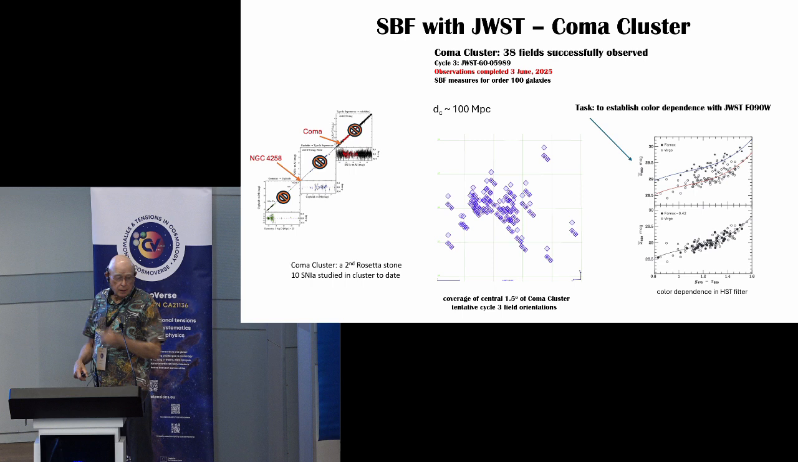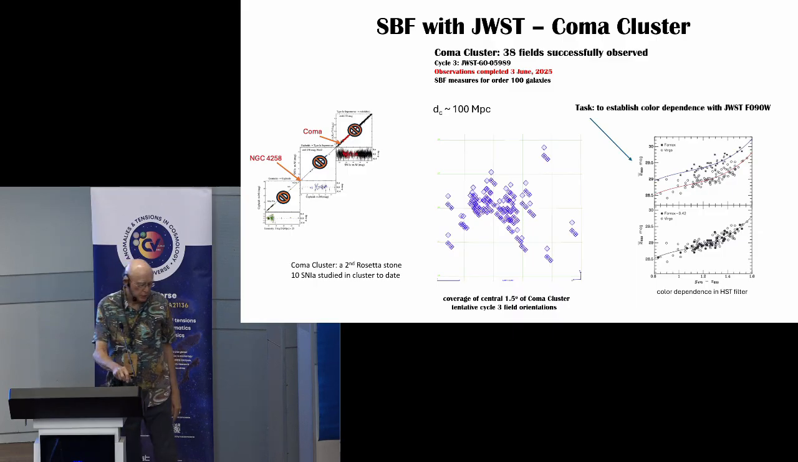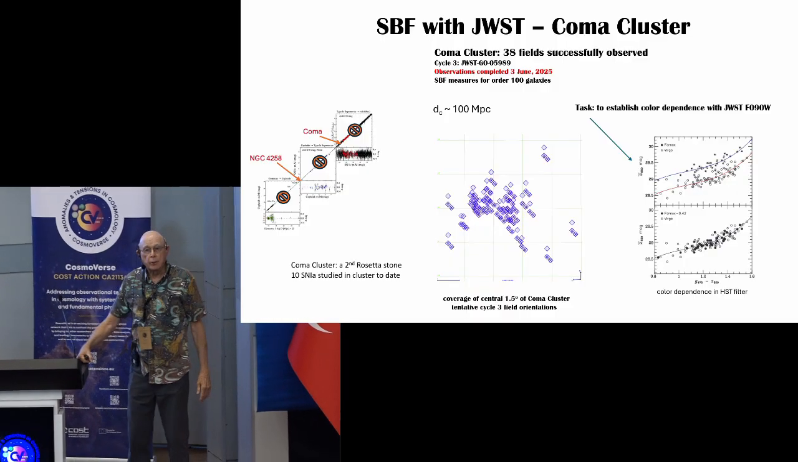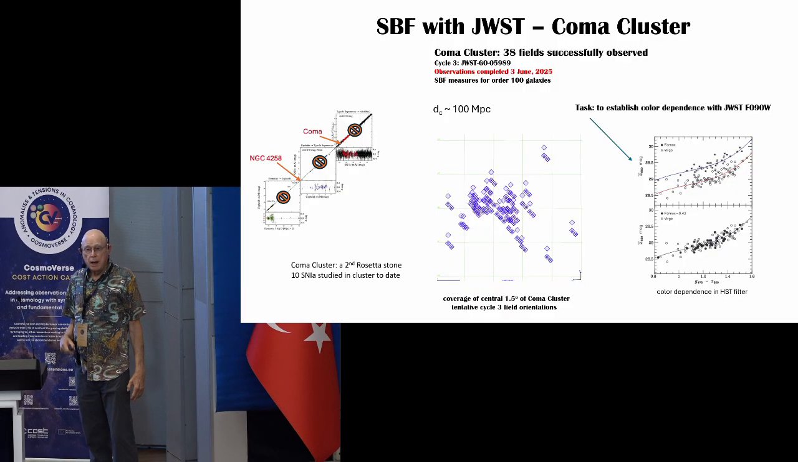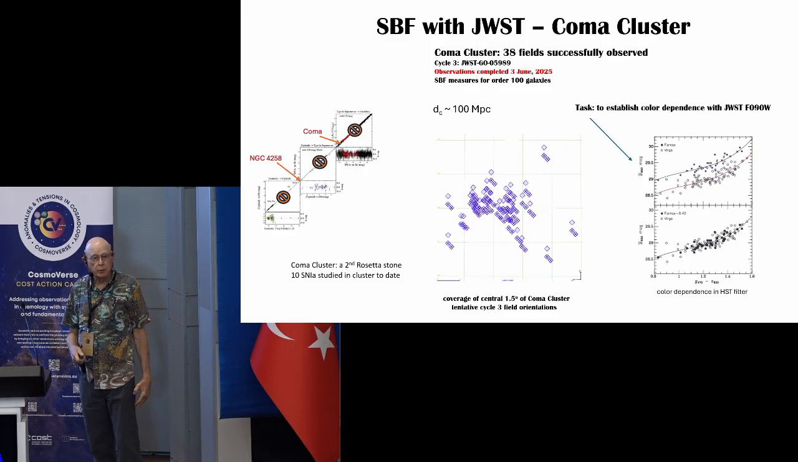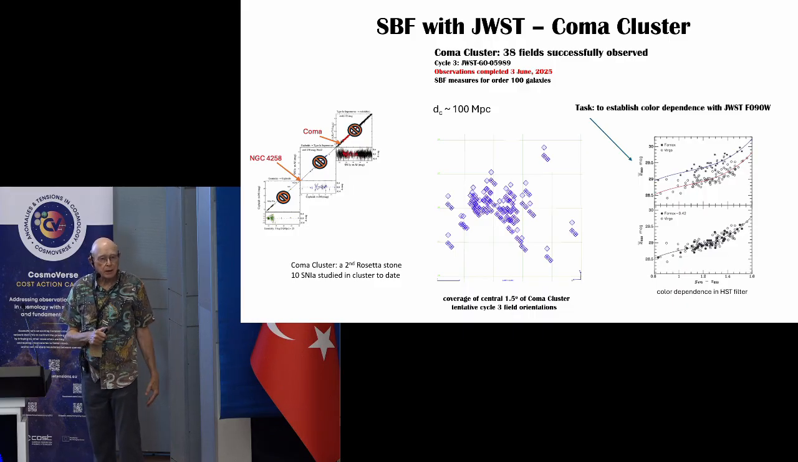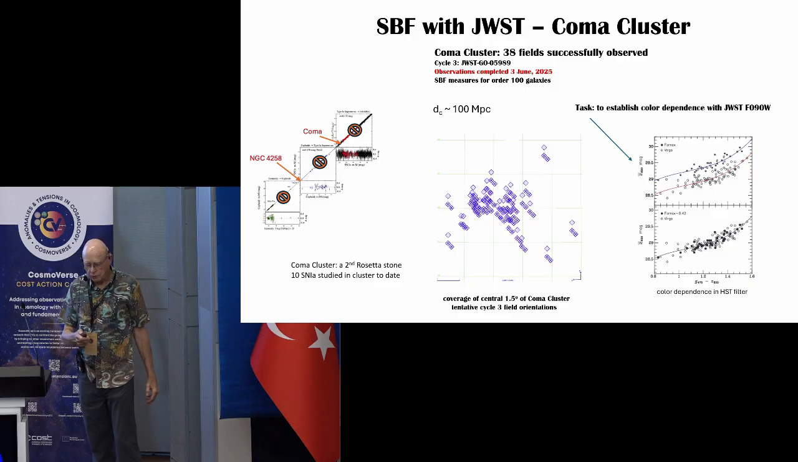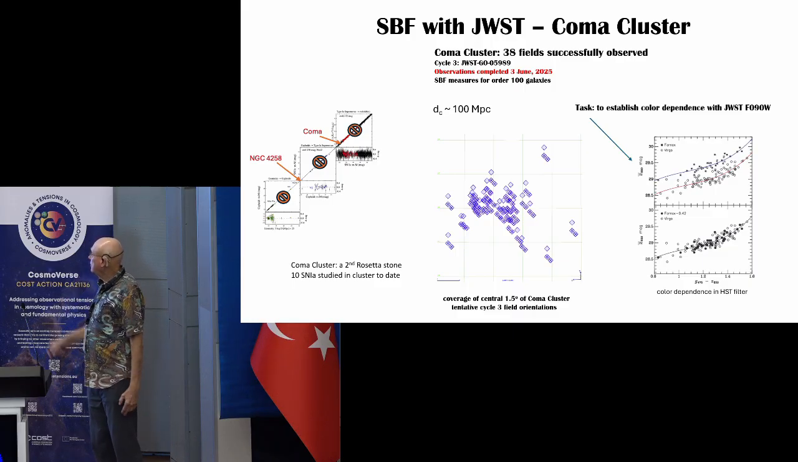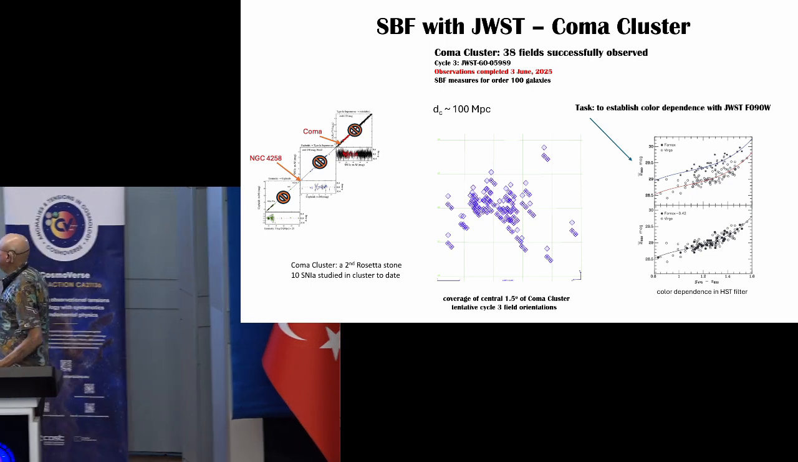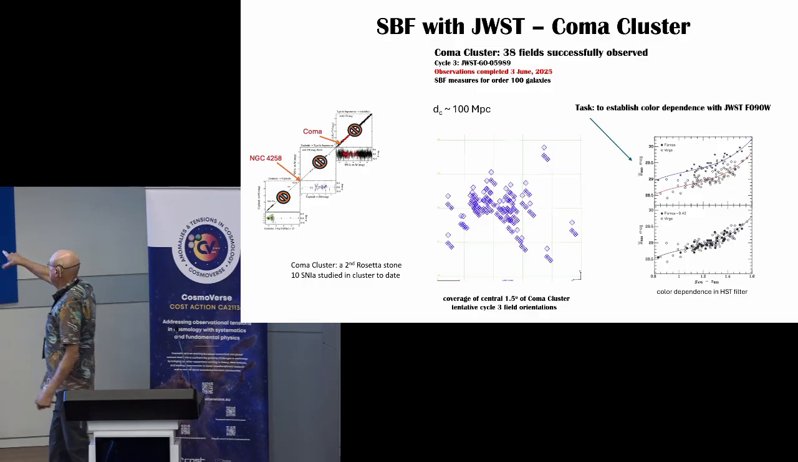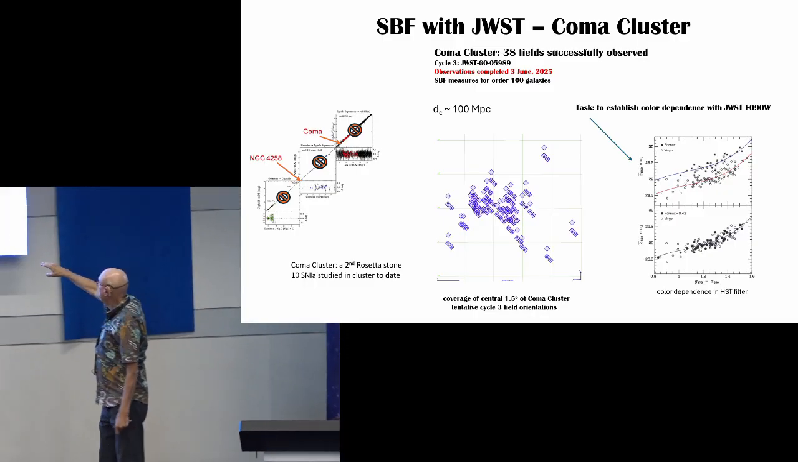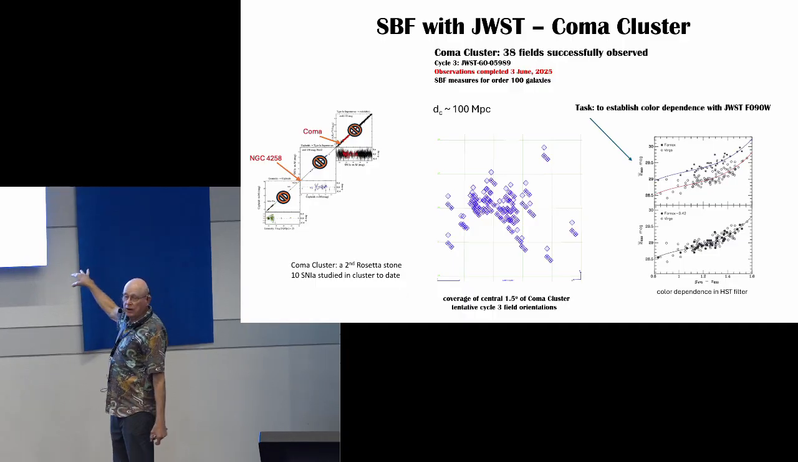So in the current cycle 3, we are measuring galaxies in the Coma cluster, and all our data has just come in the last few weeks. So we actually have 38 fields, 38 primary galaxies in the Coma cluster, and with secondary galaxies in the fields, we'll have about 100 galaxies in the Coma cluster with surface brightness fluctuations, which will allow us, in the JWST bands, to get the equivalent to this kind of calibration of the surface brightness fluctuations as a function of their color.